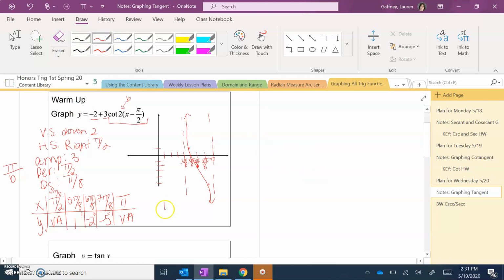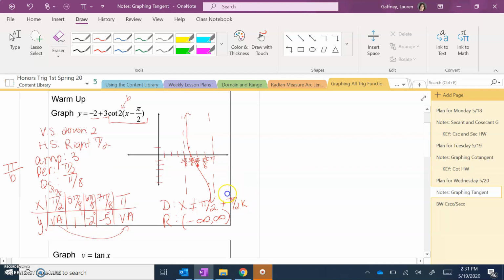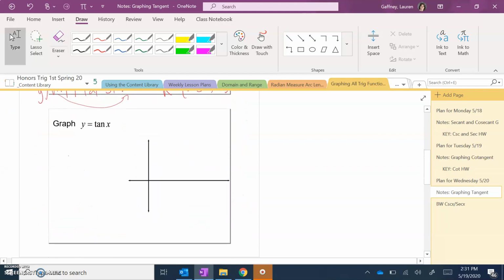Okay, so then we just need to list our domain and range. Remember, the range was all reals for this guy. Now our domain, you list x cannot be wherever your first asymptote is, so pi over 2, plus it reoccurred at the end, so that means a full period away. So it's plus your period, pi over 2 times k. All right, so let's get into tan now.